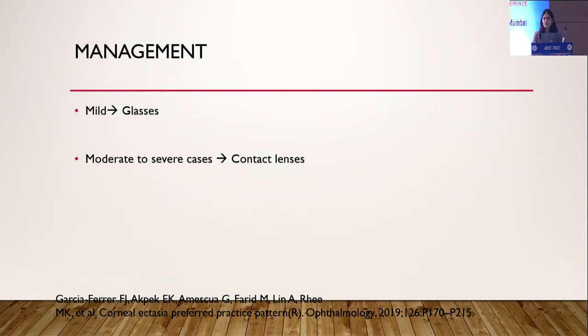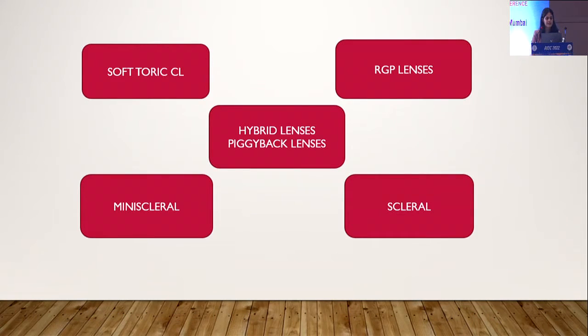So the management of keratoconus in itself is a very big topic for this discussion, but sticking to the topic of discussion today, in the mild and early cases of keratoconus, glasses would be adequate for visual rehabilitation, but the patients of moderate to severe cases may do much better if we give them the option of using a contact lens.